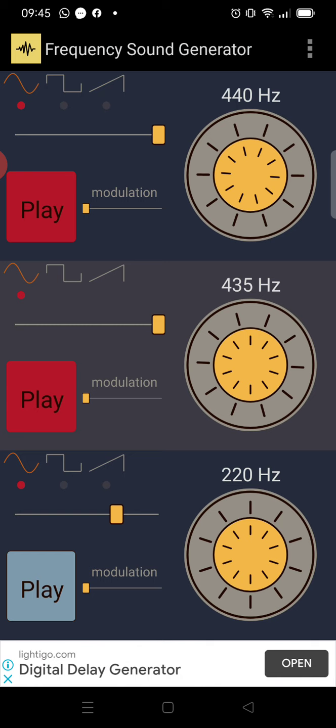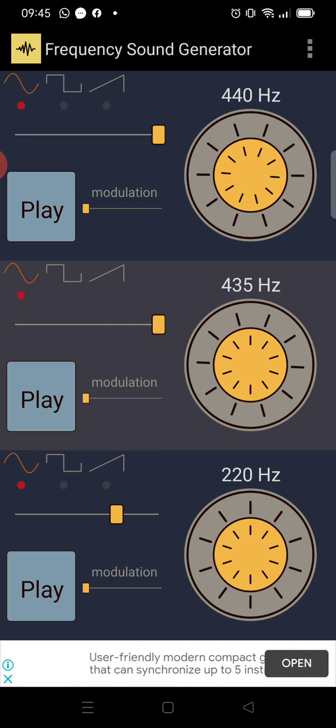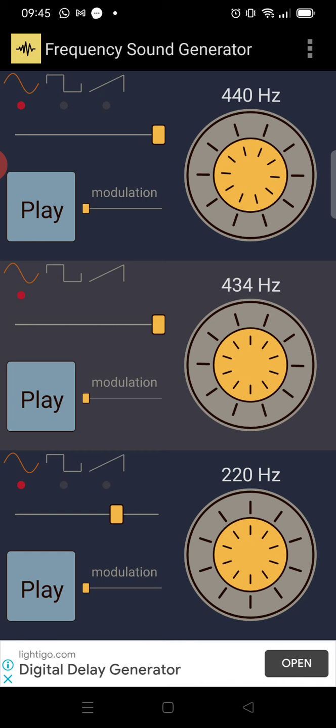1 2 3 4 5, 1 2 3 4 5, 1 2 3 4 5. I think that was still quite clear. Can we hear six beats? I guess this should be 1 2 3 4 5 6, 1 2 3 4 5 6. Let's hear that.